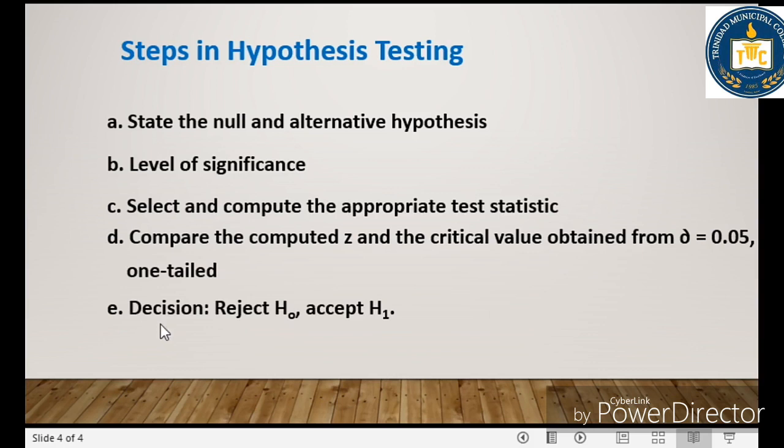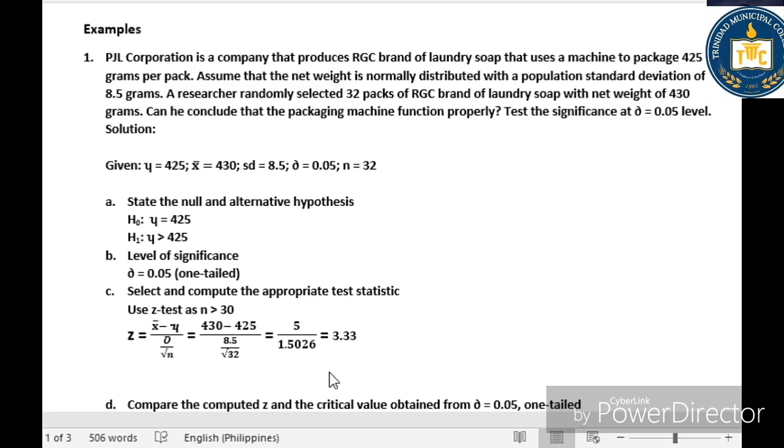Okay, so the last, we have the decision. We need to reject the null hypothesis or accept the alternative hypothesis. Okay, so 5 steps only. Okay, so I have here an example to apply the steps that we discussed earlier.